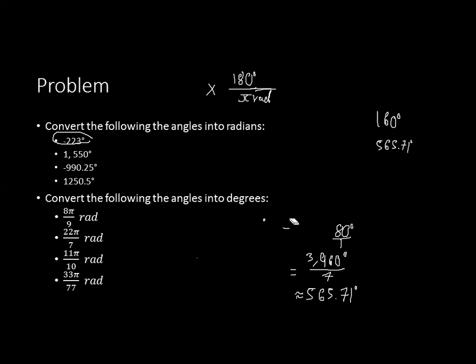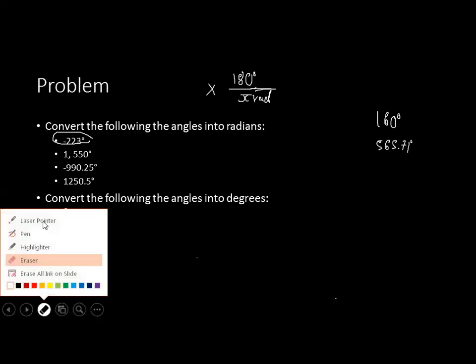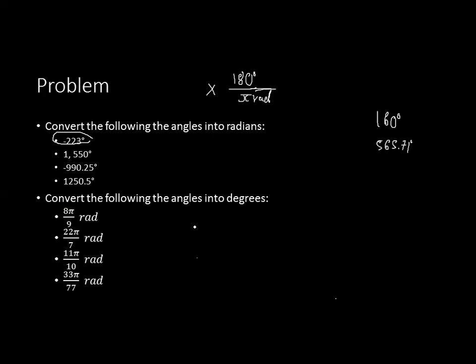Now let's answer the third objective, which is 11 pi all over 10 radians. So, yep, we have this one.